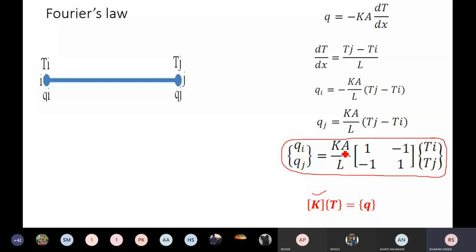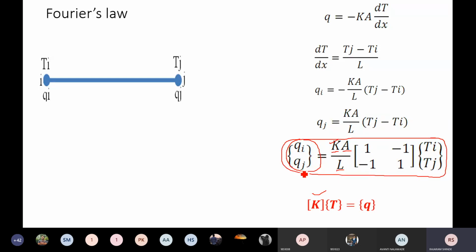For thermal problems, this is the conductivity of the material, this is the area of cross section, and this is the length. The same matrix, 1 minus 1 minus 1 1, appears here, with Ti Tj. For the structural problem you have the force matrix here, and here AE by L. K is a property of the material, and the modulus of elasticity is also a property of the material. Do you agree with this? And the force matrix here, and here your displacement matrix.